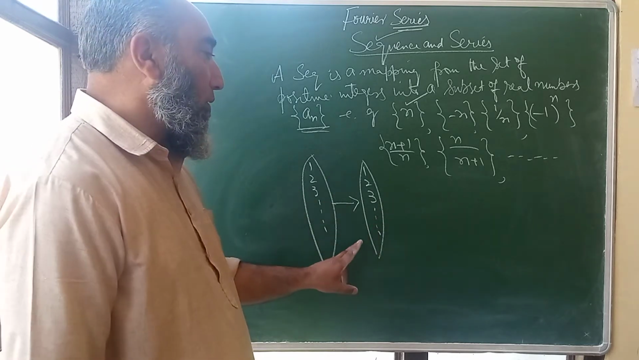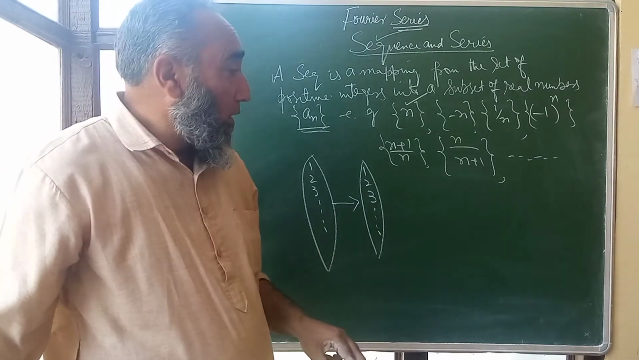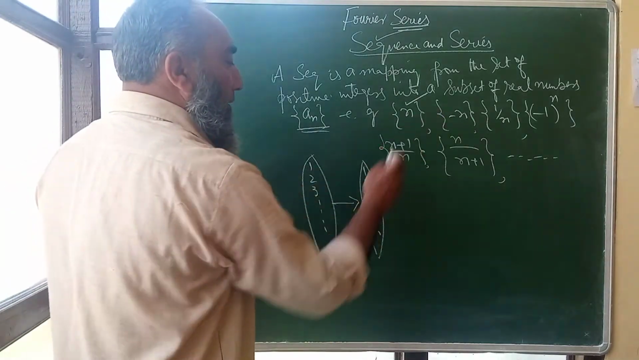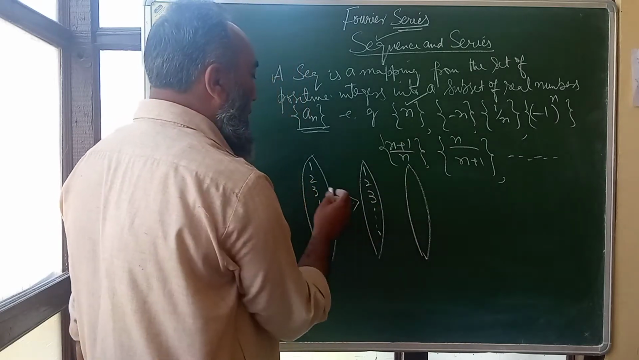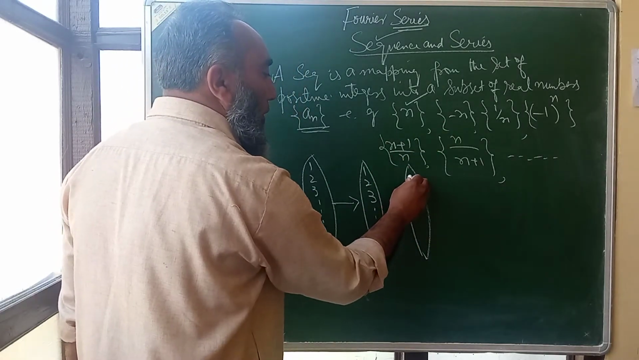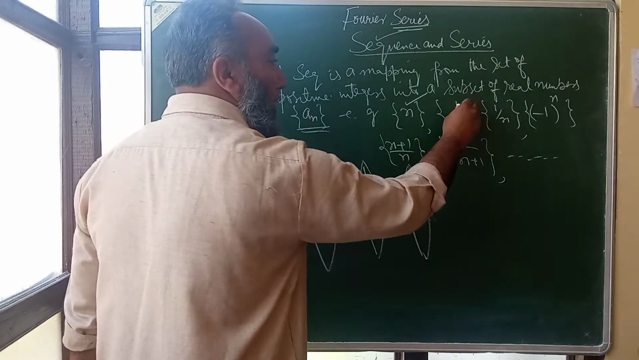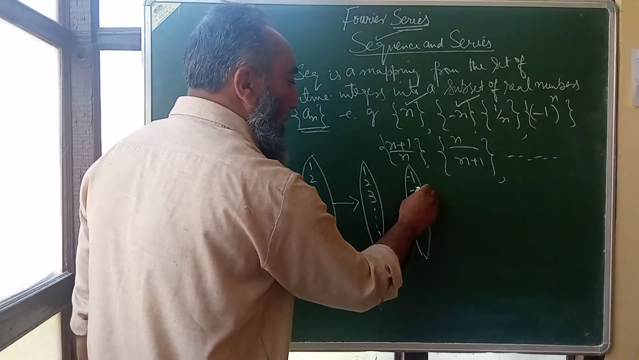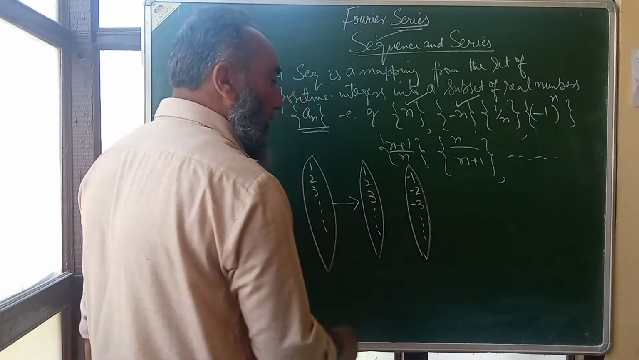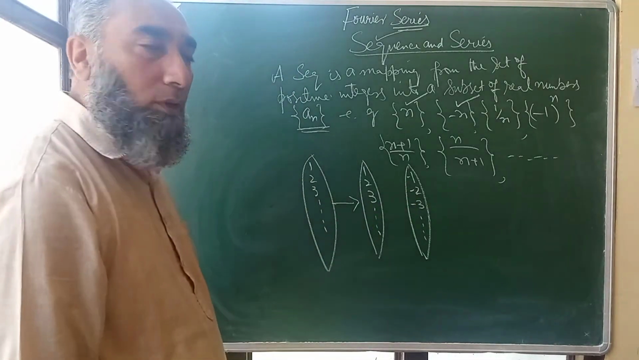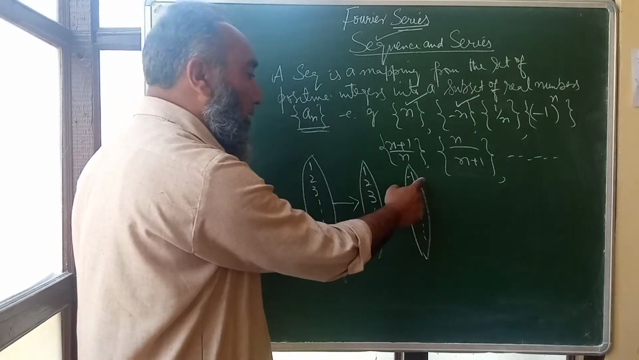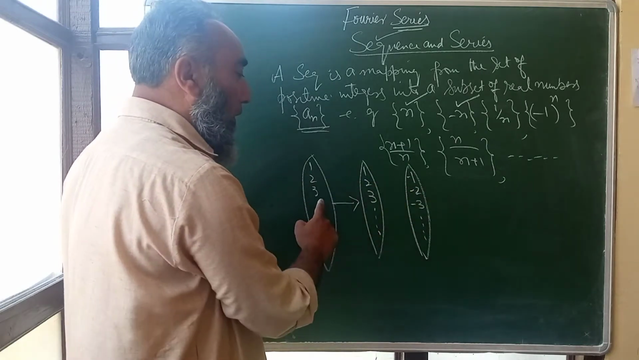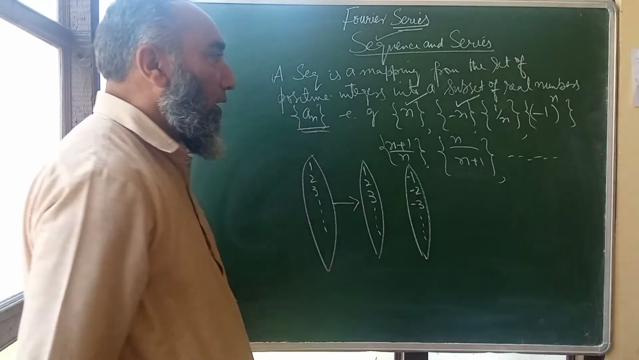Okay, so you have a sequence of this type. For the sequence minus n, when n is 1, 2, 3, 4, then for 1 you have minus 1, then minus 2, minus 3, and so on. So this is a subset of real numbers. So this is a sequence. For 1 you have minus 1, for 2 you have minus 2, for 3 you have minus 3.